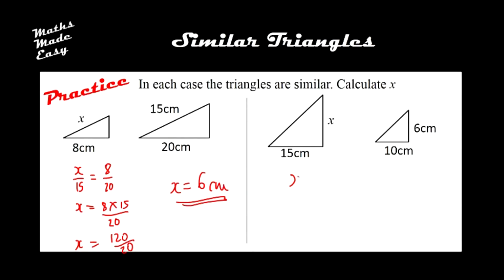This next one here, we've got x over 6 equals 15 over 10, making sure that we get this fraction the right way around. So x equals 6 times 15 over 10, so x equals 90 over 10, in which case x equals 9 centimetres.